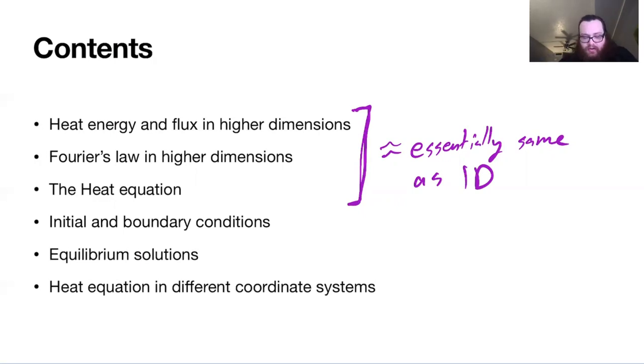After we have that set up, we're going to look at some of the other pieces that we've been discussing relevant to actually solving and understanding solutions to PDEs. In particular, we'll talk about what initial and boundary conditions look like in higher dimensions. We'll talk a little about what these equilibrium solutions might look like, how we might start computing them, and what those equations look like. And then finally, we'll talk about what the heat equation looks like in different coordinate systems. Okay, so let's get started.